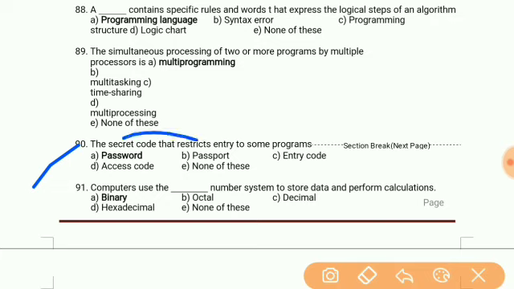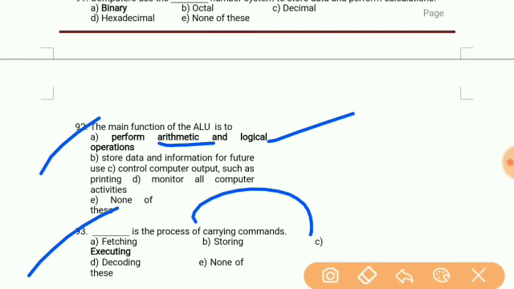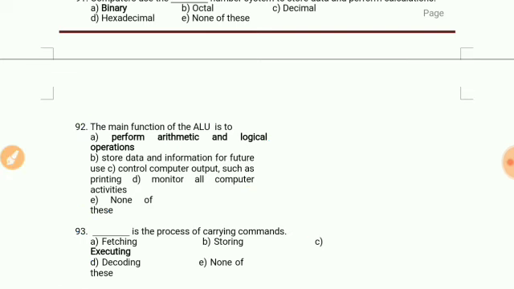Then the secret code that restricts entry to some programs, that is a password. Then computers use the binary number system. Then the main function of the ALU is to what? ALU is the arithmetic logic unit, and its main function is to perform arithmetic and logical operations. Then executing is the process of carrying out commands.